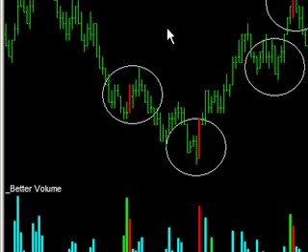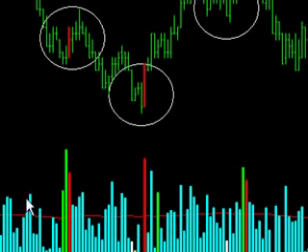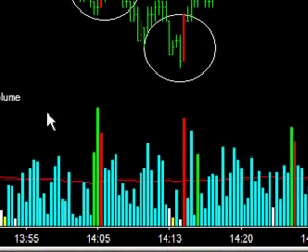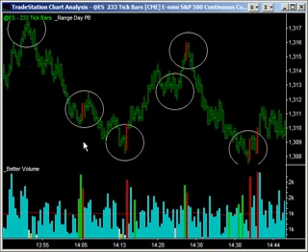That was my better volume indicator, and just by making some very simple additions to a traditional volume histogram, you can get a lot more information out of what is happening at various stages of a move here.